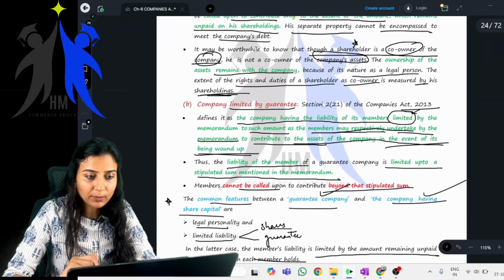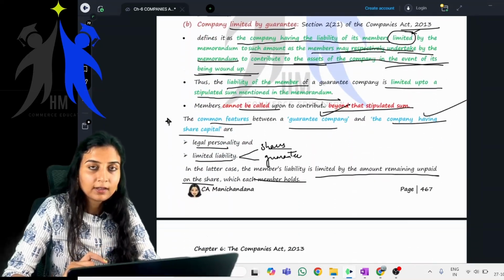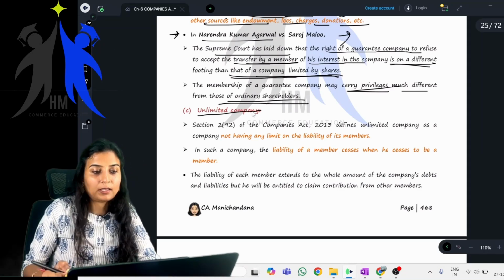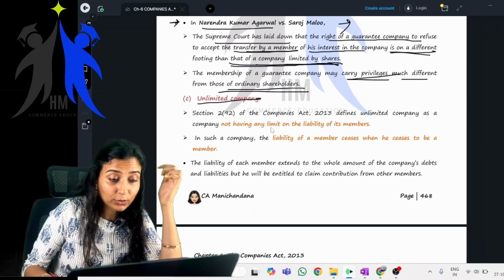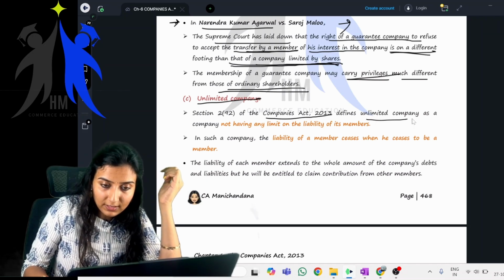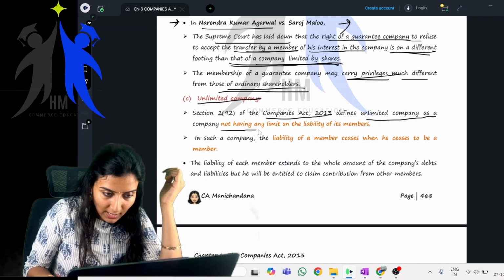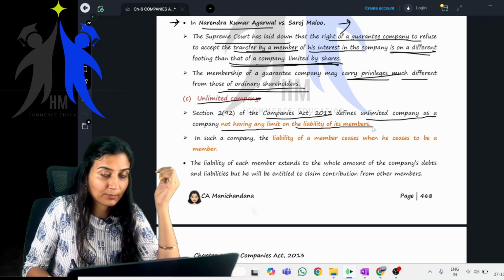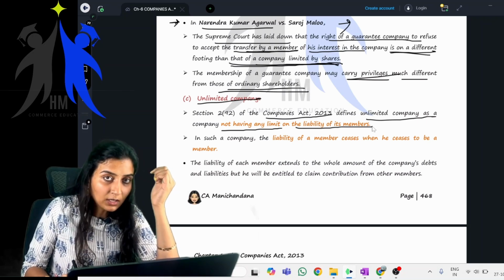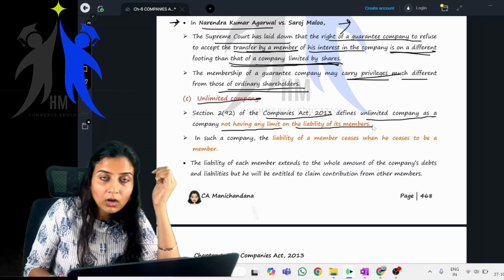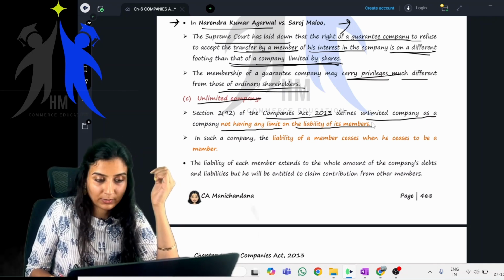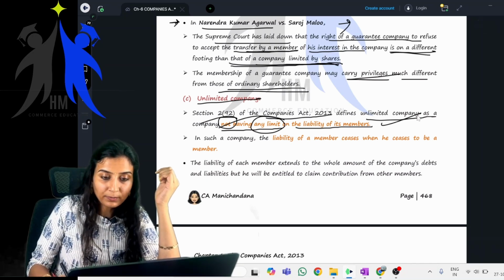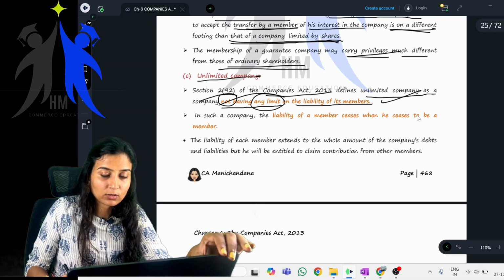So we have learnt about company limited by shares and company limited by guarantee. Next, unlimited company. The last one, unlimited company. Section 2, subsection 92 of the Companies Act 2013 defines unlimited company as a company not having any limit on the liability of its members. The name itself suggests unlimited company. So the liability of the members of such company is not limited, not having any limit on the liability of its members. Meaning what? Meaning their personal assets also can be attached.